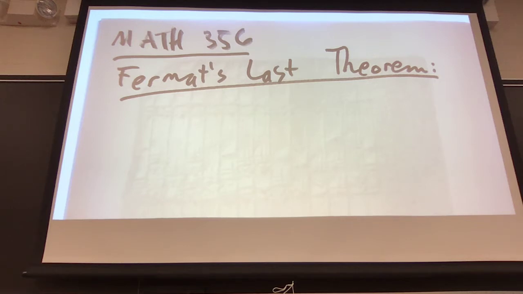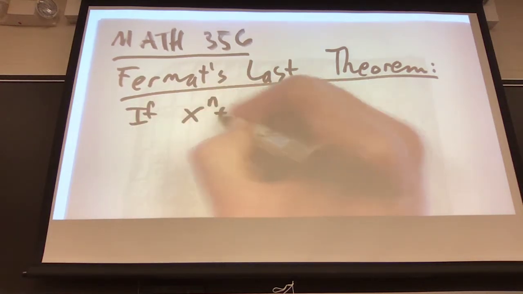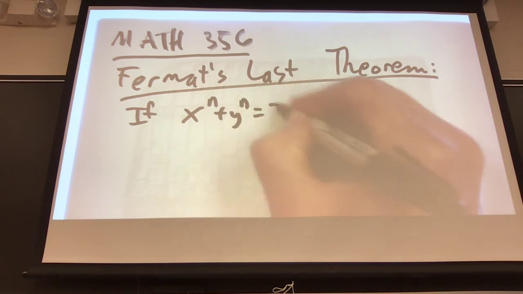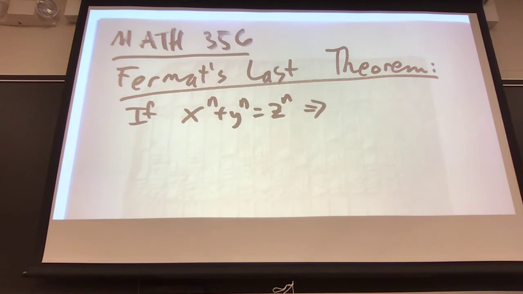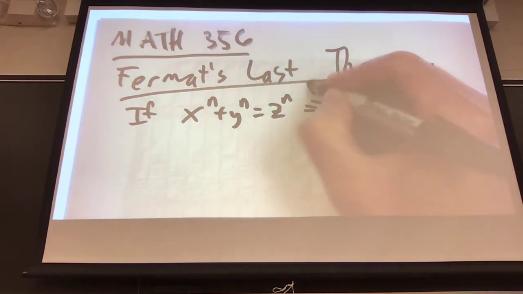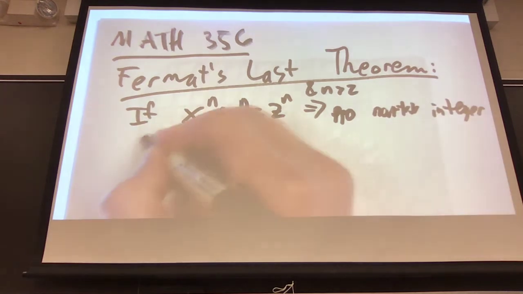Stephanie: Was it if you have x cubed plus y cubed equals z cubed, there are no integral solutions? If n is greater than 2, strictly greater than 2, then there are no non-trivial integer solutions.